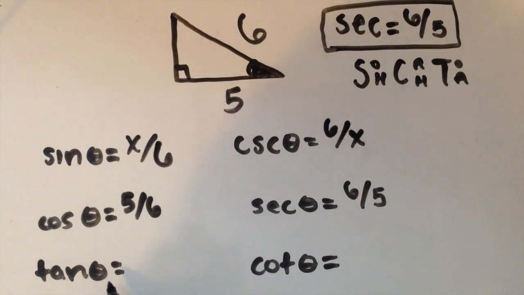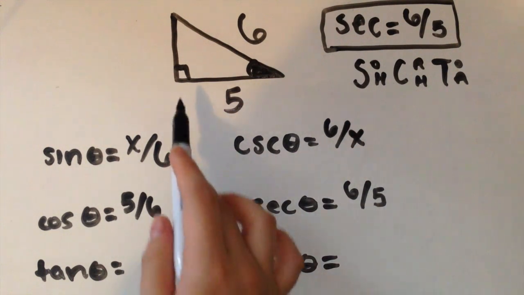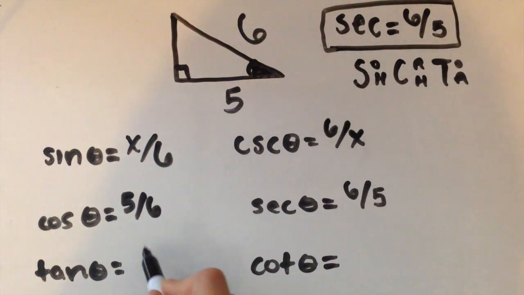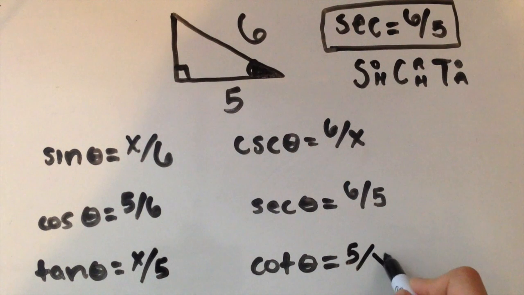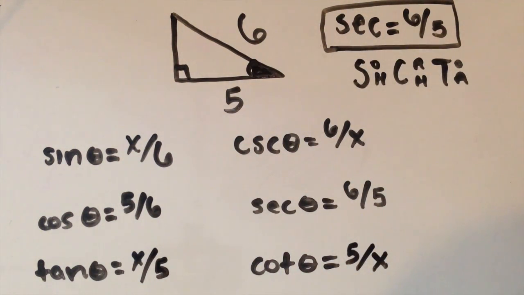If tangent is opposite over adjacent, and we still don't know the opposite side, let's leave that as an x. And our adjacent side is a 5. So now, when we go to do cotangent as the reciprocal and flip it, we know so far we have 5/x. Here's the question. What is x?